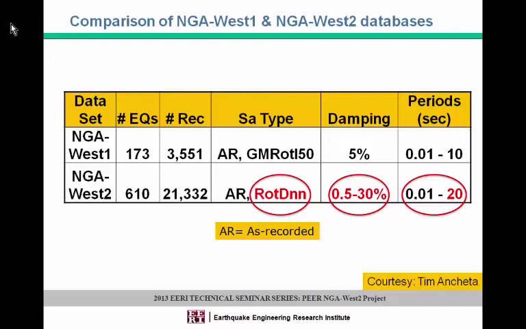In NGA-West1, we went all the way to a period of 10 seconds. In NGA-West2, if the record was not noisy, we went to 20 seconds. So in the database that is already released, you get the spectral ordinates up to 20 seconds. However, for our ground motion prediction equations, we are going up to 10 seconds. Going beyond that, I'll mention later in the afternoon, we need to make a little bit more technical effort.